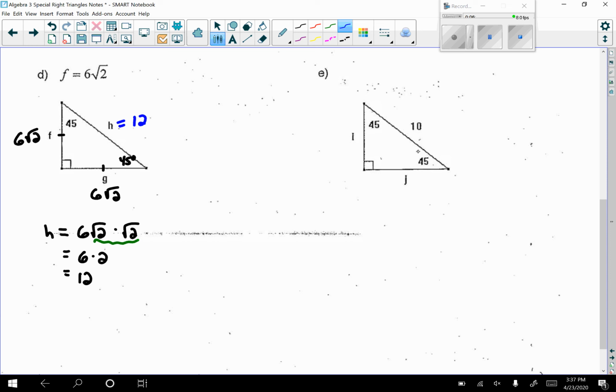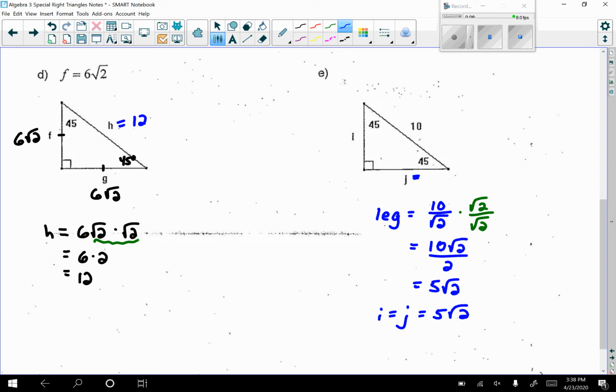And E, again, we're given the angle markings here, or measurements, that they're 45 degrees. The hypotenuse is 10. So just to find one leg, we're going to take that 10 and divide it by radical 2. But now we need to rationalize. So next, I need to multiply top and bottom by radical 2. So this will now become 10 radical 2 over 2. I can divide the 10 by the 2 in the denominator and get 5 radical 2. So this means that I, which is equal to J, they're both 5 radical 2.